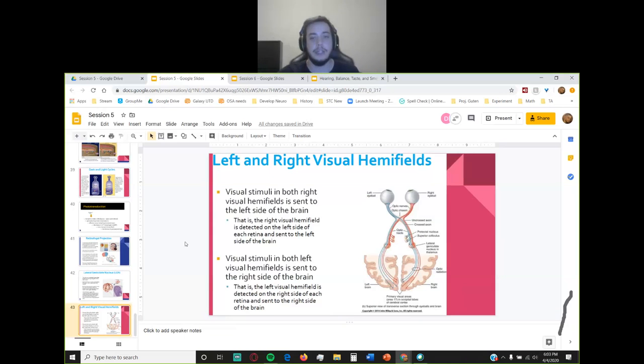So this last slide is a better representation where we're getting information from one eye, and it's showing how one eye gives information to both sides of the brain. But it's because of the visual field coming from one side and the other side that this outer side is going to stay on the same side, and that nasal side is going to come over to the other side.